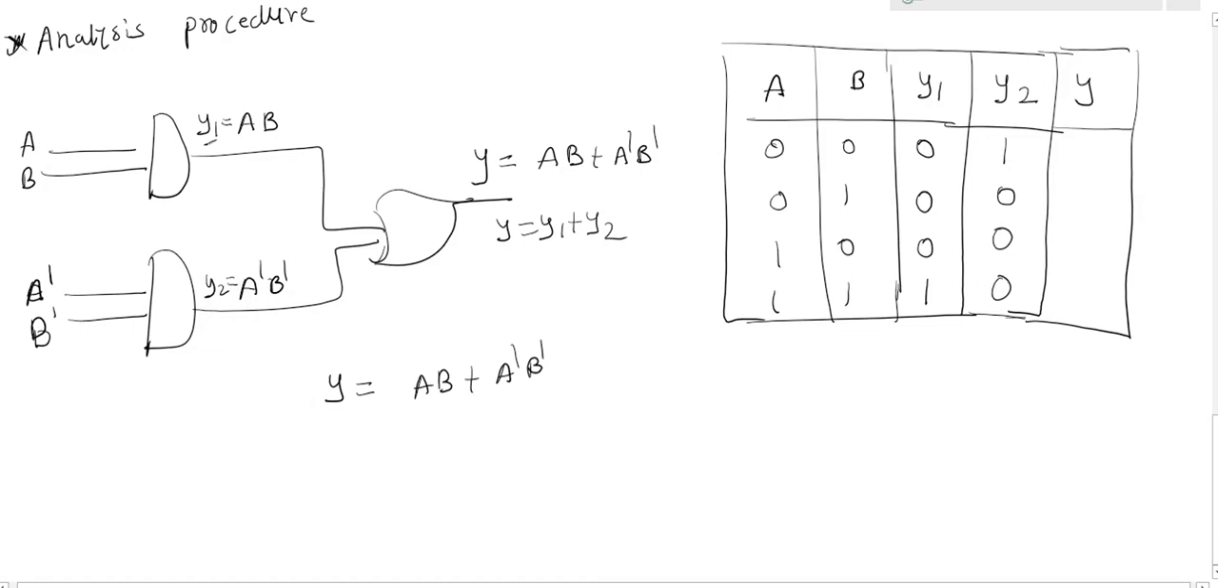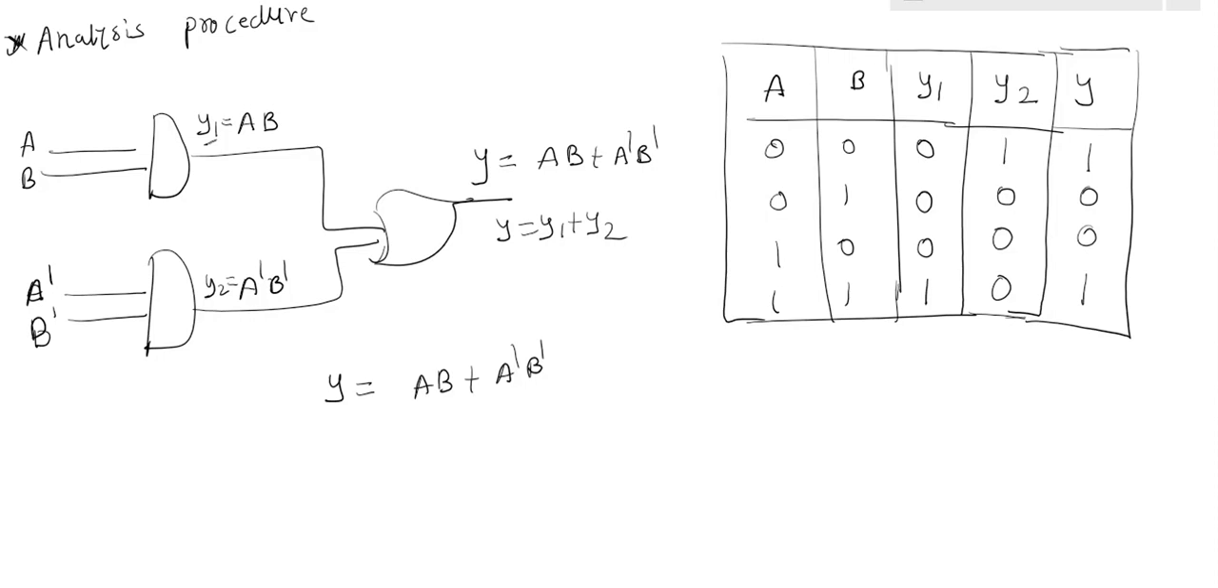And what is Y? Y is Y1 plus Y2. Now Y1 and Y2 we have in the truth table, and we have to identify the Y. 0 plus 1 is 1, then 0, 0, and 1. Now this is the truth table for the given logic design.